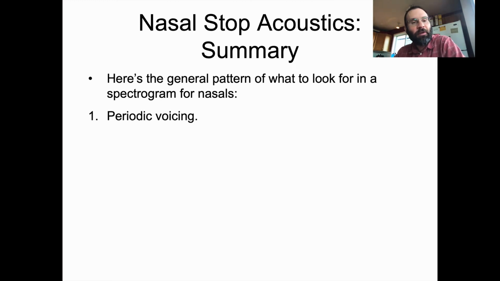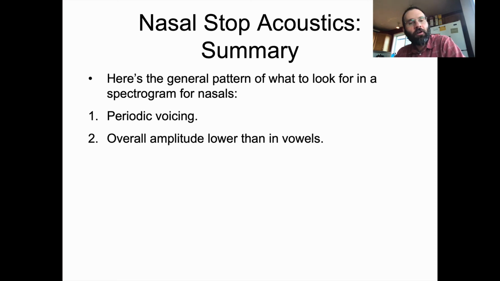So we'd see periodic voicing because these are sonorant sounds. That means they're easy to voice just because of the way the tube is open at the end. So air can flow freely through your vocal folds without having to expect to stop at any point in time. The overall amplitude is going to be lower than what we get in vowels. We're going to see formants like we do in vowels as well because the tube that you use to produce a nasal sound is going to resonate.